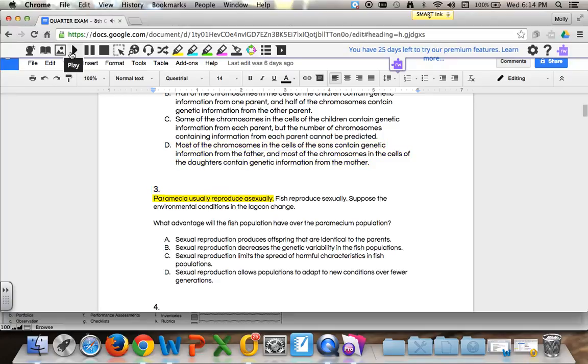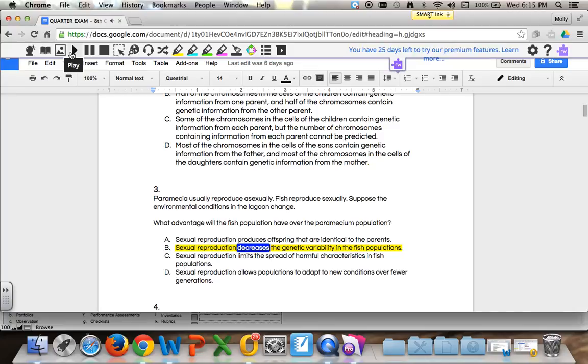3. Paramecia usually reproduce asexually. Fish reproduce sexually. Suppose the environmental conditions in the lagoon change. What advantage will the fish population have over the Paramecium population? A. Sexual reproduction produces offspring that are identical to the parents. B.